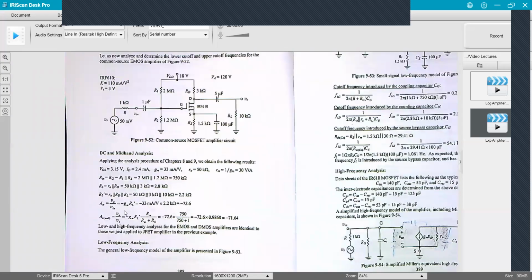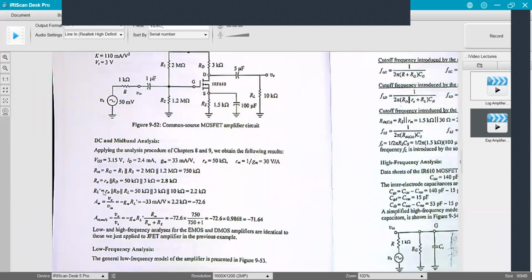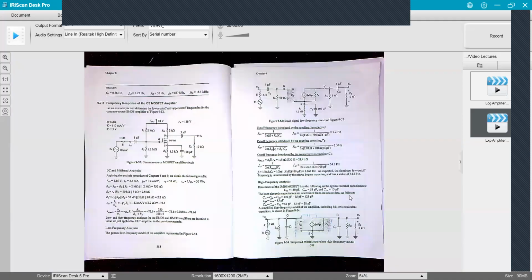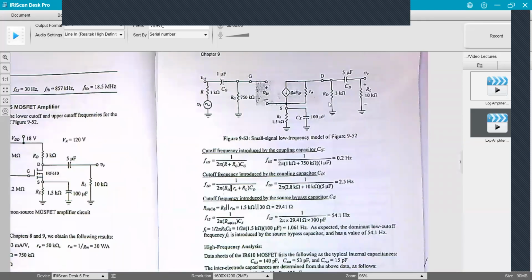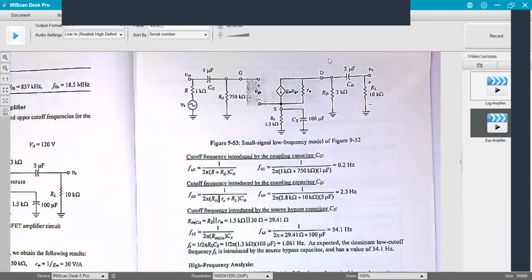Okay, so if we go back over here, RO, we have RL prime, which is RO in parallel with RD in parallel with RL. So the output impedance, looking through my drain node here, is what? This in parallel with this, parallel with this guy right here. Remember, this right here is basically a short. So RO in parallel with RD in parallel with RL.